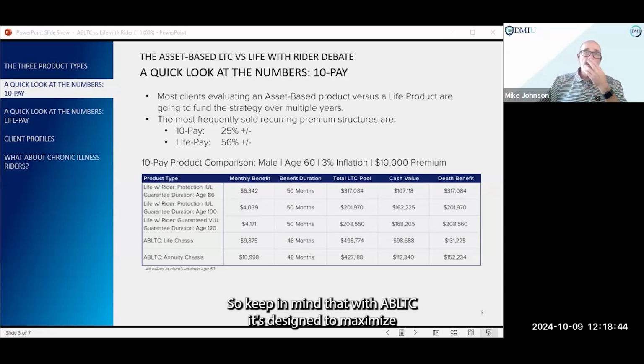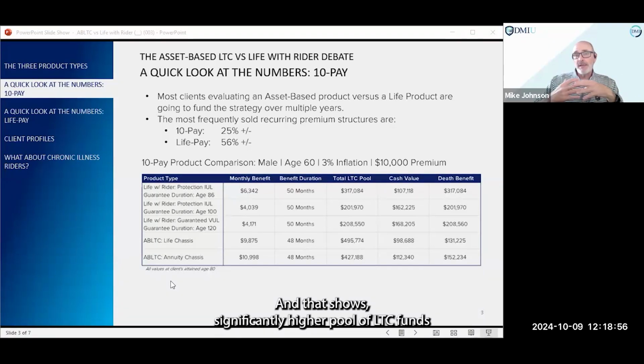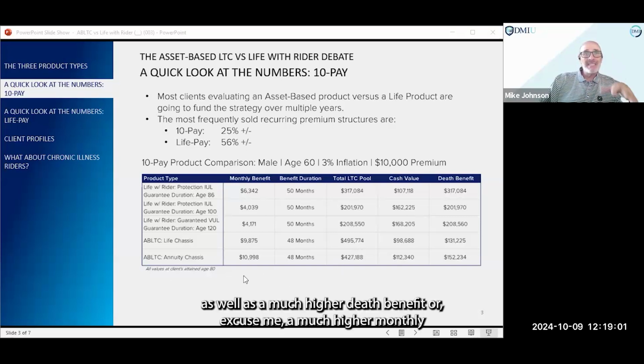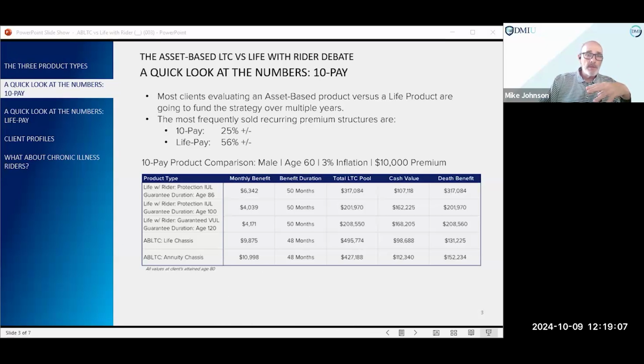So keep in mind that ABLTC is designed to maximize that pool of long-term care funds as much as possible. Now, in this scenario, we've highlighted age 80 in the summary table, and that shows a significantly higher pool of LTC funds, as well as a much higher death benefit, a much higher monthly LTC benefit that the client can tap into when they need it most.